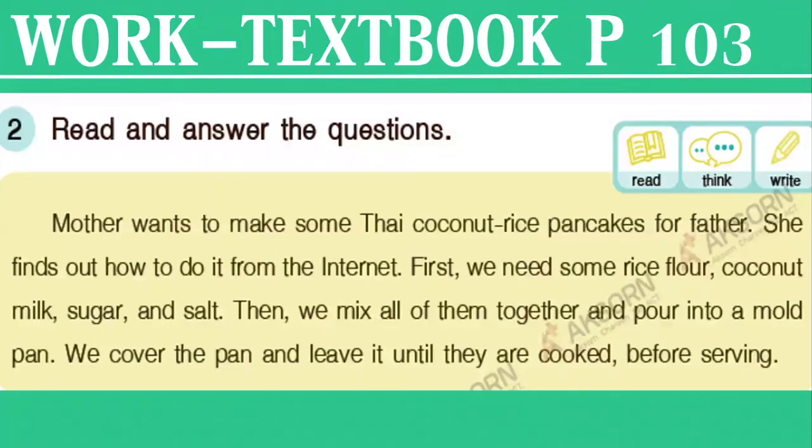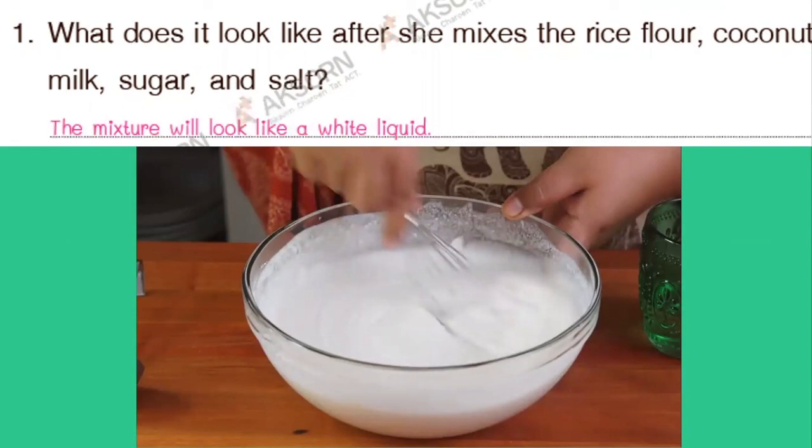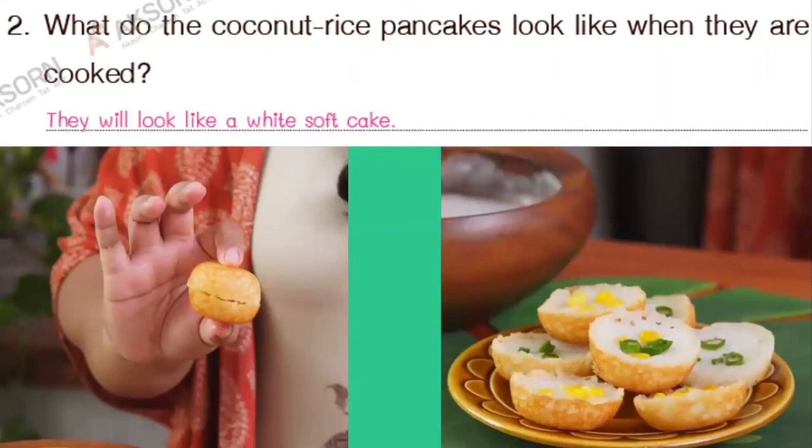We also did the second exercise on page 103. We watched a video recipe on how to cook coconut rice pancake, and we answered the question: what does it look like after she mixes the rice flour, coconut milk, sugar, and salt together? It looks like a white liquid. And the second question: what do the coconut rice pancakes look like when they are cooked? They look like a white soft cake.